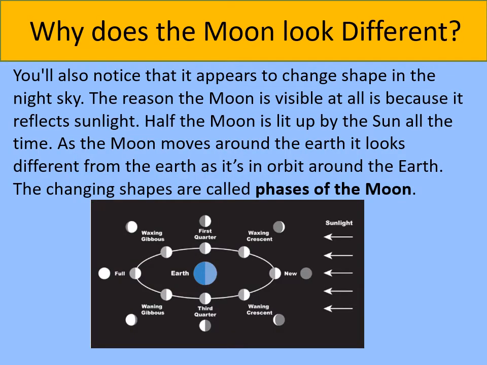Why does the Moon look different? If you ever look up into the sky, you've probably noticed that it appears as if the Moon is changing shape. It's showing a different shape in the night sky on different nights. It appears as a bright object, but it doesn't actually have its own light. The only reason we are able to see the Moon is because it reflects light from the sun.